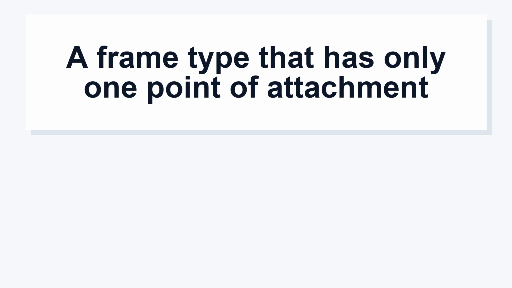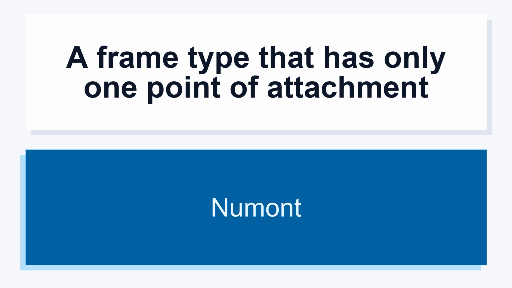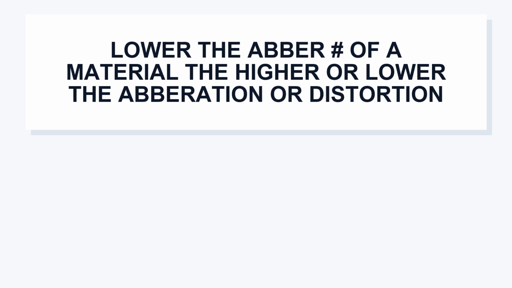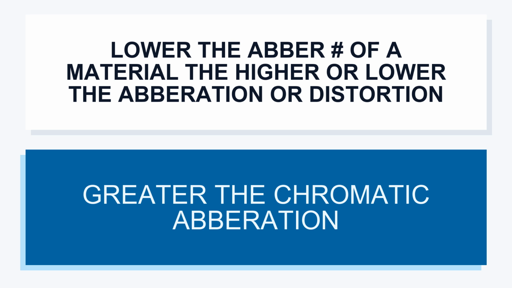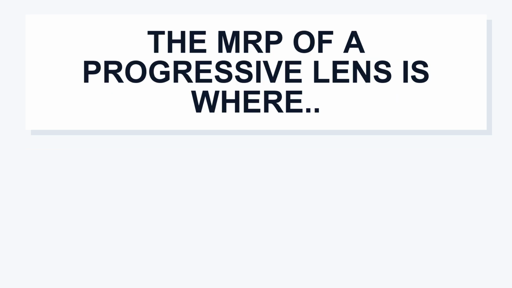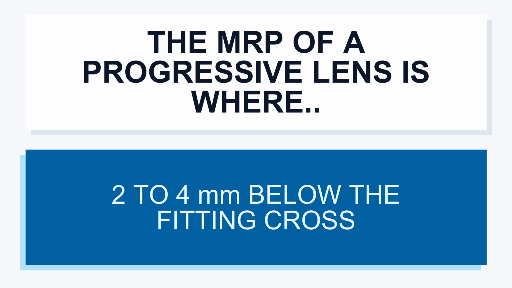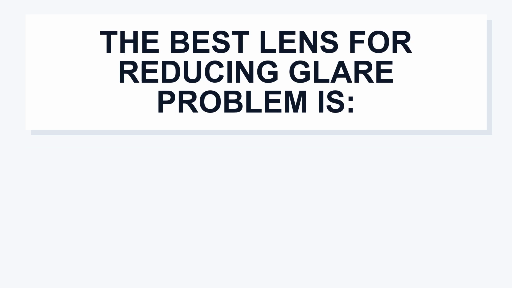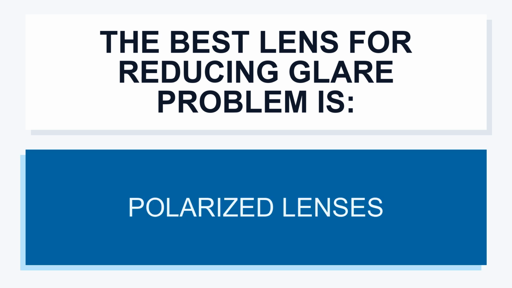A frame type that has only one point of attachment: Nomad. The lower the Abbe number of a material, the higher the aberration or distortion, the greater the chromatic aberration. The MRP of a progressive lens is where? 2 to 4 mm below the fitting cross. The best lens for reducing glare problem is polarized lenses.